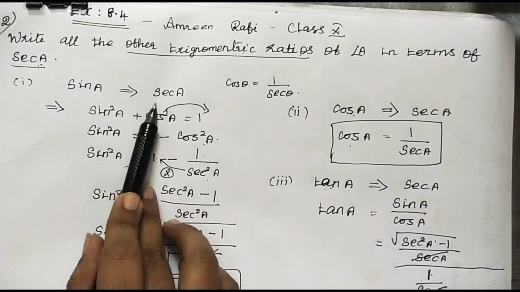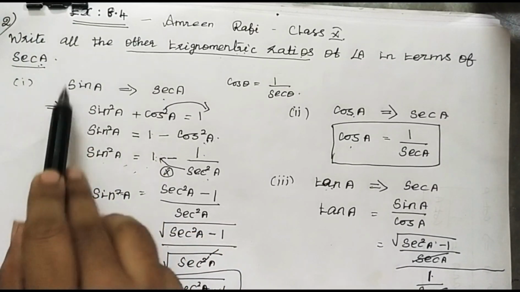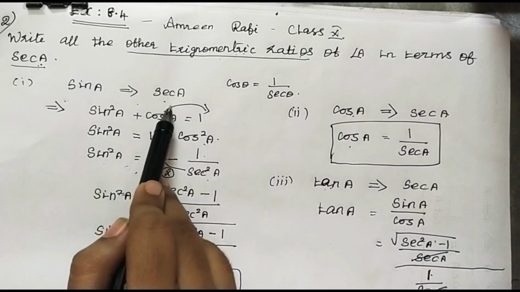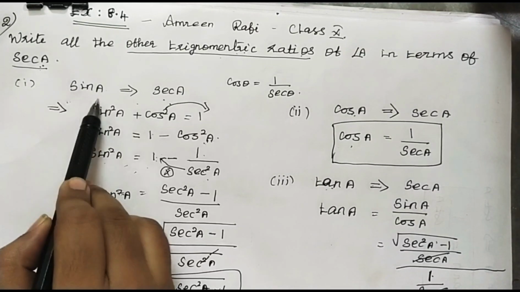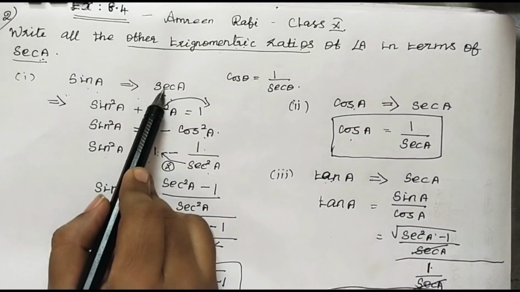Sin A we have to convert to secant A. Cos we have to convert to secant. Cosecant we have to convert to secant. Cot we have to convert to secant. So the first trigonometric ratio we consider is sin A. Sin A we have to convert to secant A.